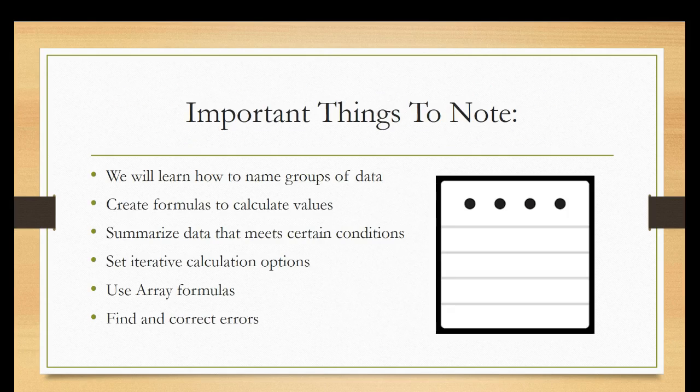So in this chapter, there's some important things I want you to focus on. We're going to learn how to name groups of data. We're going to learn to create various formulas to calculate values. We're going to learn to summarize data that meets certain conditions. We're going to learn to set iterative calculation options. We're going to learn about array formulas, and we're going to learn to find and correct errors.